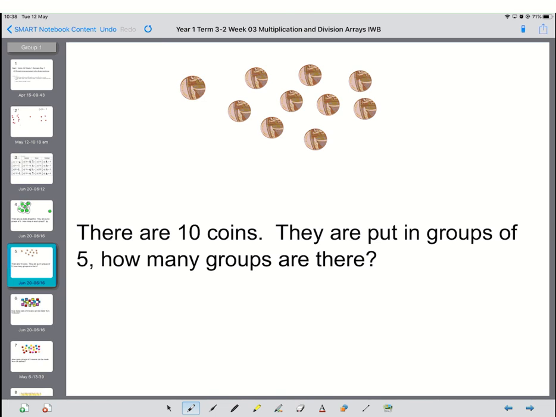So there are 10 coins that are put into groups of 5. How many groups are there? Well, we're looking for groups of 5 this time. So that's 1, 2, 3, 4, 5.